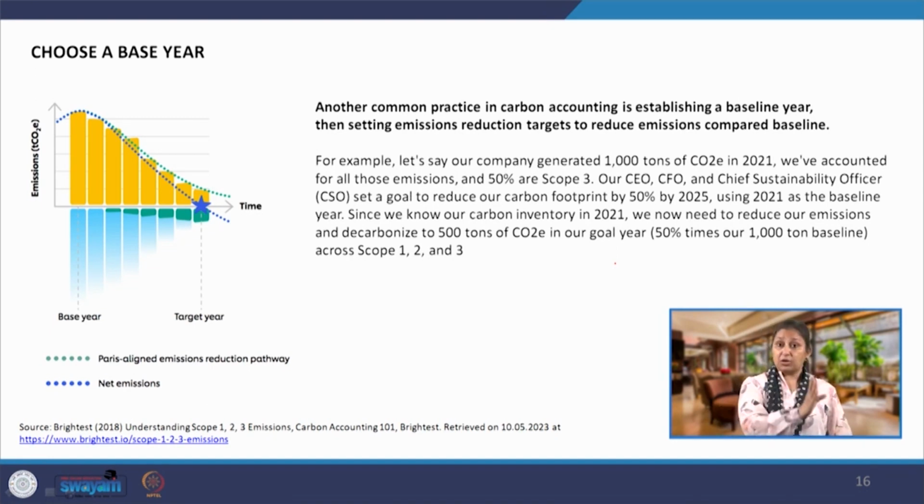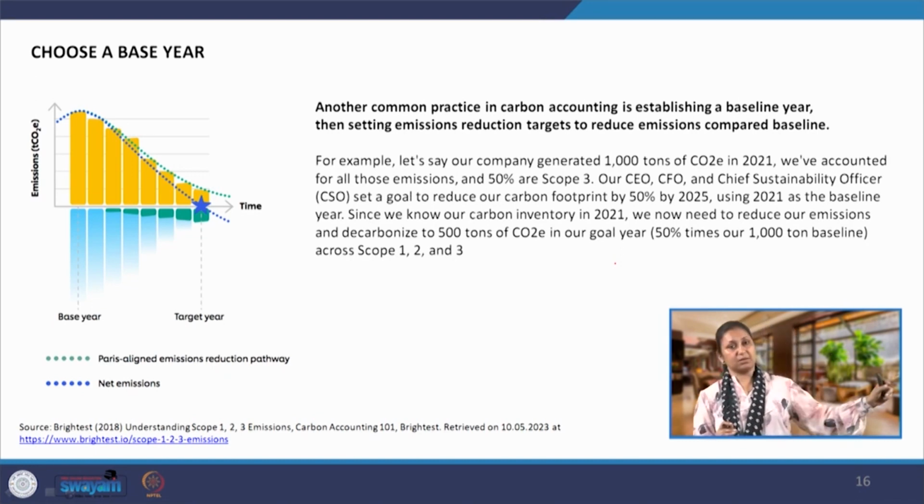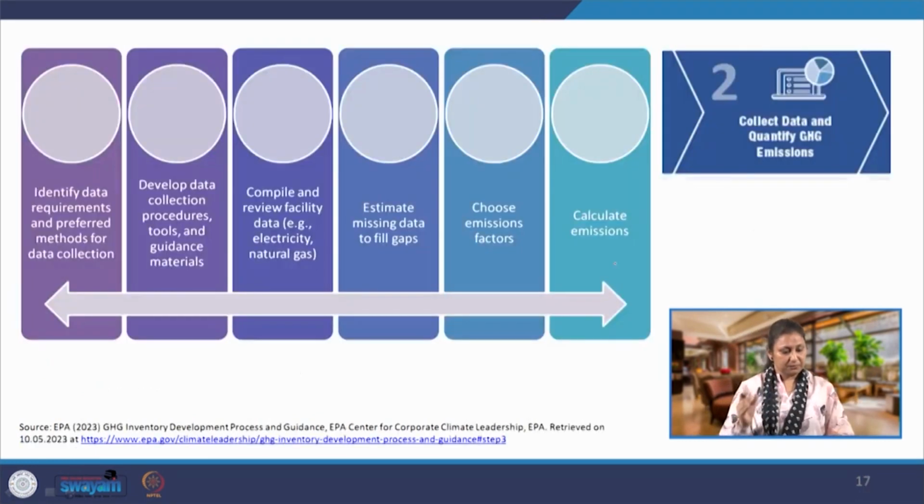So, the methodology, the inventory, the organizational and operational boundary, everything would have already been defined, and the first data for calculating the baseline emission would be that of 2018 data. Once we have done that, we will then continue to measure and monitor the emissions and have a target for the year 2030, that is when I have to reduce it by say 50%. So, this is what we will do, setting the boundaries and then choosing the base year.